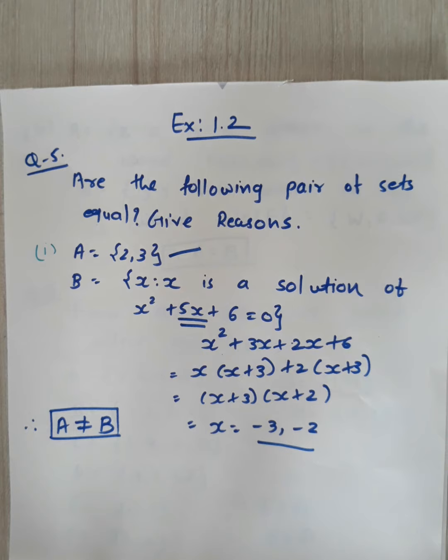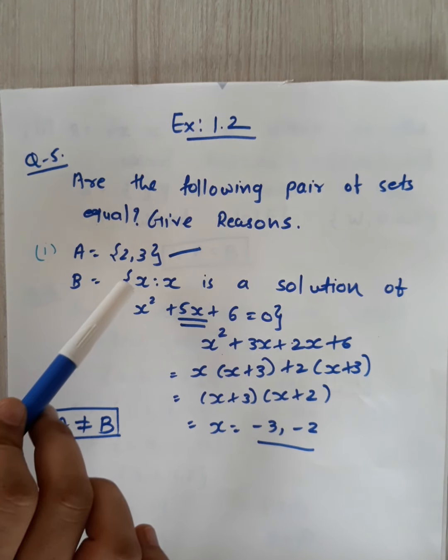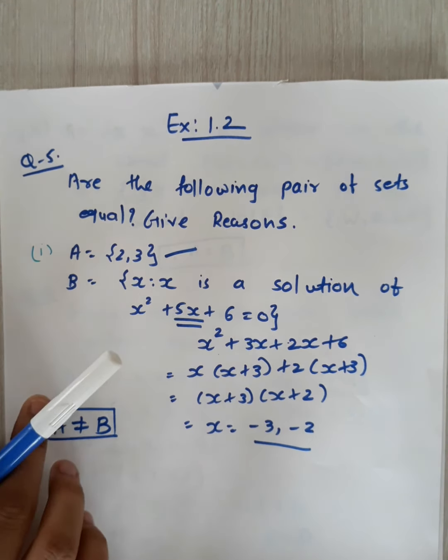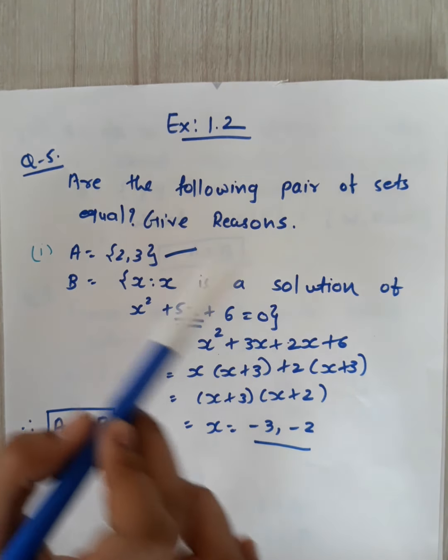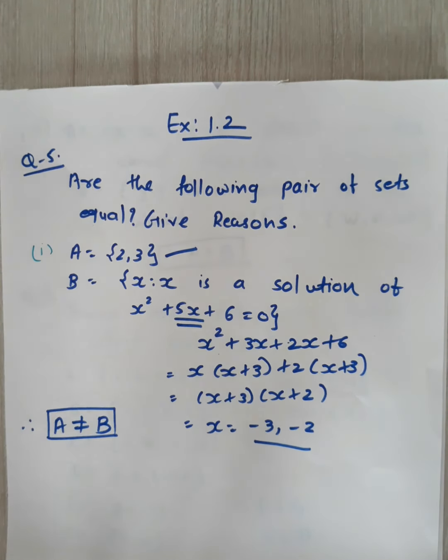Now the first pair is A and B. A is equal to {2, 3} and B is equal to {x : x is a solution of x² + 5x + 6 = 0}. These two are sets. Now you have to tell whether A is equal to B or A is not equal to B. This is about equal sets.